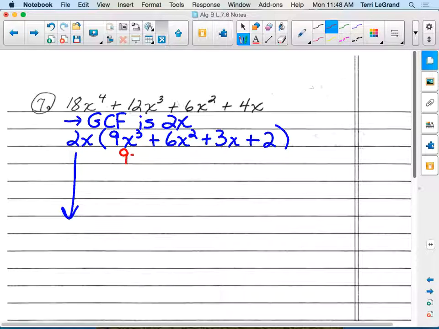We're going to have the 9x cubed. We'll group it together with our 6x squared. And then we will group 3x plus 2 together. What's the GCF of the first group? Faith? 3x squared. Yeah, I agree. 3x squared. 9x cubed divided by 3x squared. Michaela? 3x. 3x, that's right. 6x squared divided by 3x squared. Noah? 2. 2.